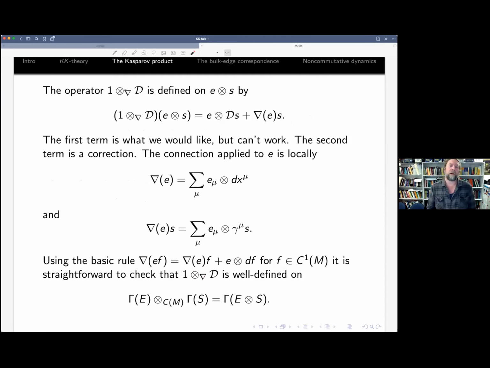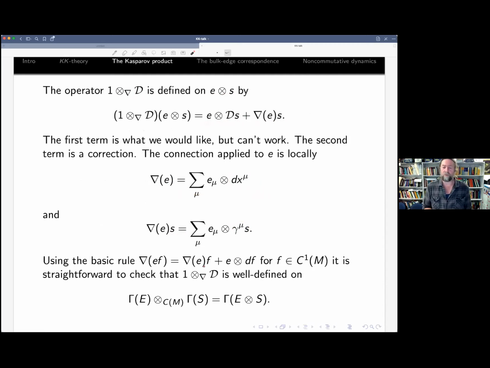So how do you define one tensor nabla D on a simple tensor? Well, you write down the one tensor D that you would like to work, but doesn't, and then you need a correction term. The way the correction term works is you write your connection in local coordinates like this, and then you let the dx mu act on the spinor bundle by gamma mu, and that's how you get nabla ES.